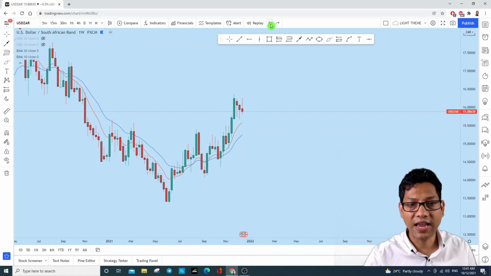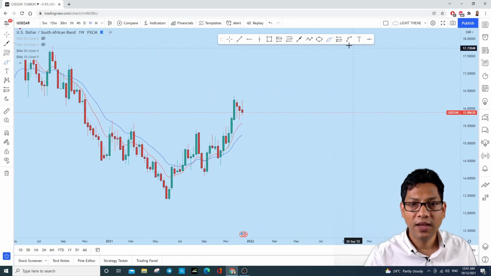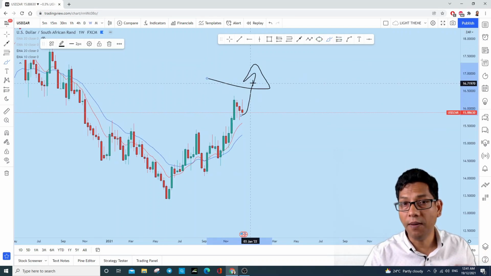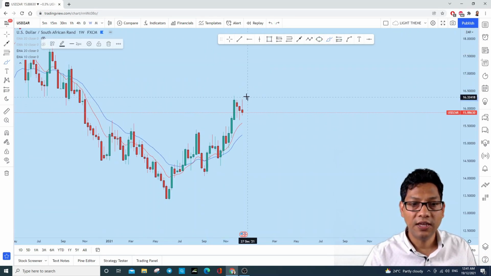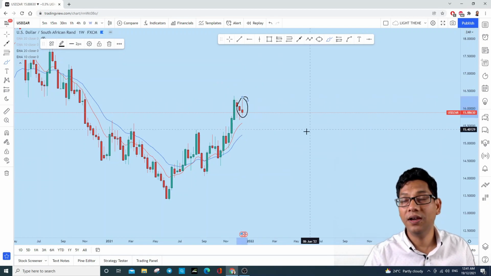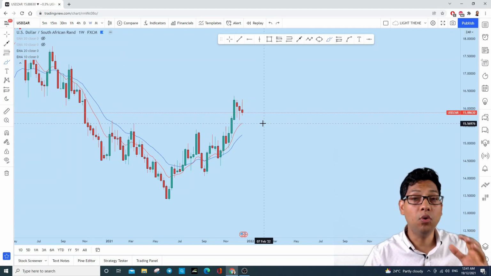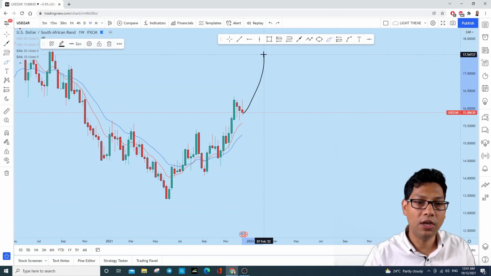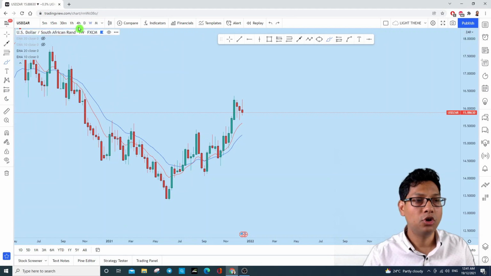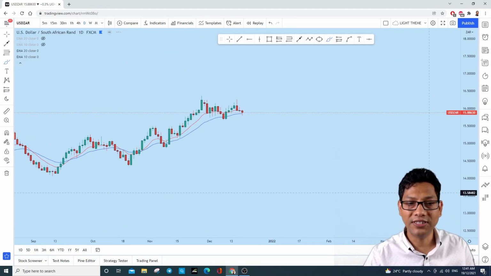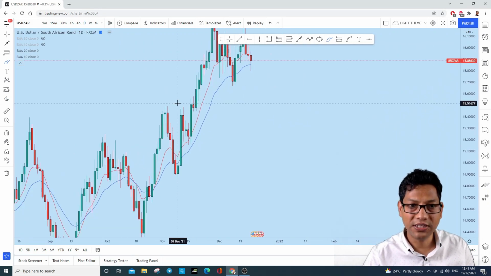Now after this kind of candle, you can expect the price to move up from here. As you see, in the last week of trading, the price has created a pattern that looks like a shooting star. On the weekly we can expect a move to the upside. Now let's see on the daily time frame what kind of price action we have.